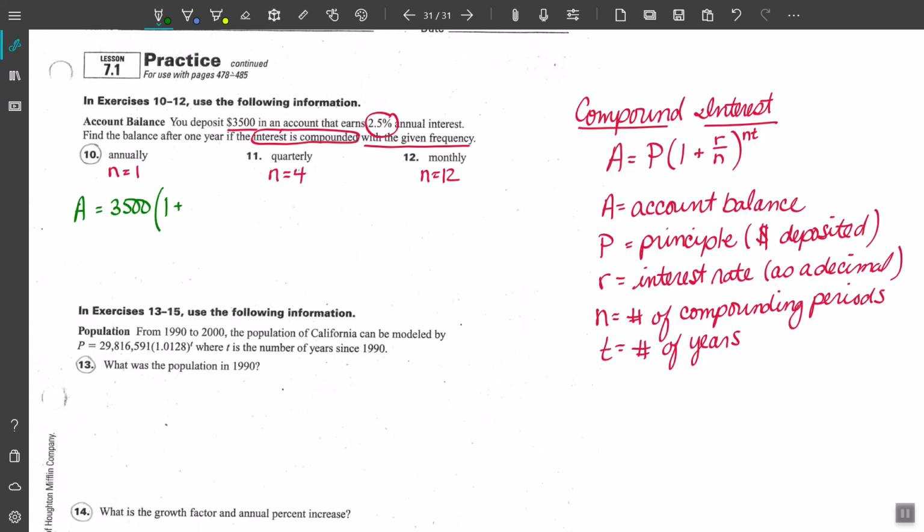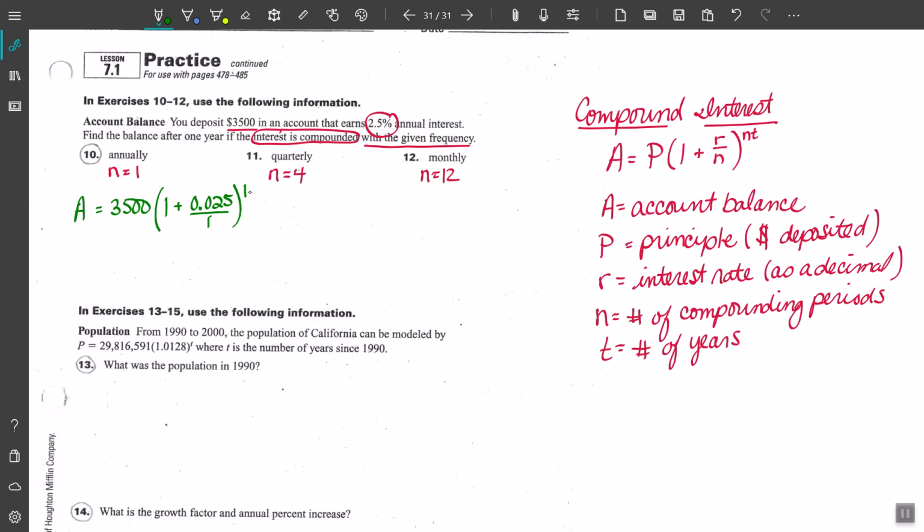I'm going to add to that the rate, the interest rate divided by the number of compounding periods, R divided by N. Well, my interest rate is 2.5%. So if I want to convert that into a decimal, it's going to be 0.025. I'm just moving the decimal place to the left twice, and then I'm going to divide that by my n of 1. And then the exponent, which is why this is an exponential function, is n times t.